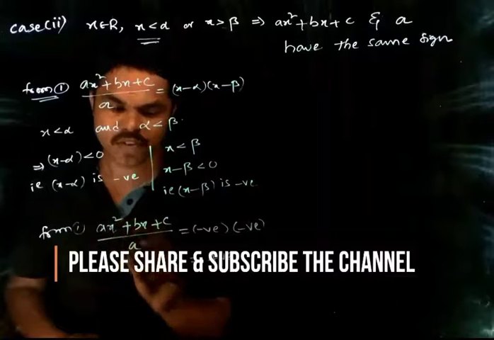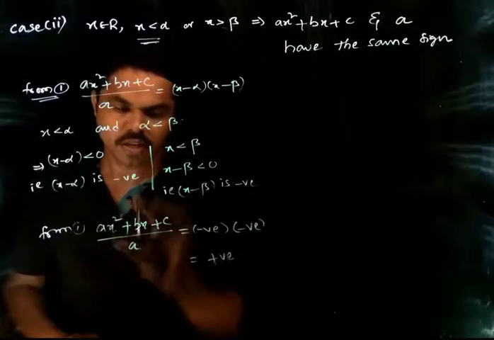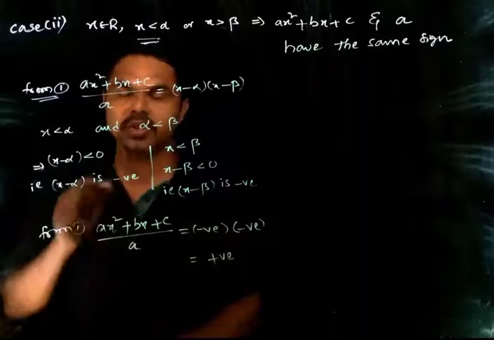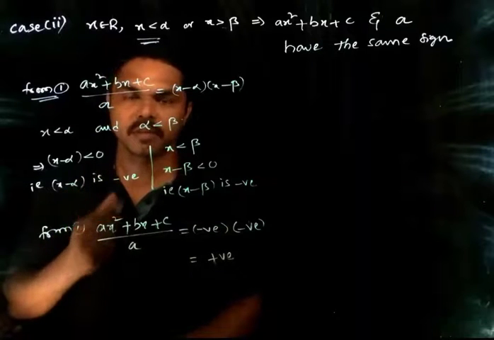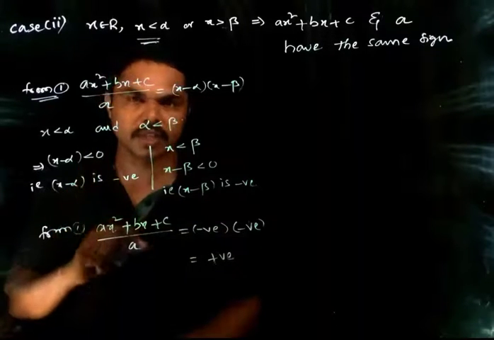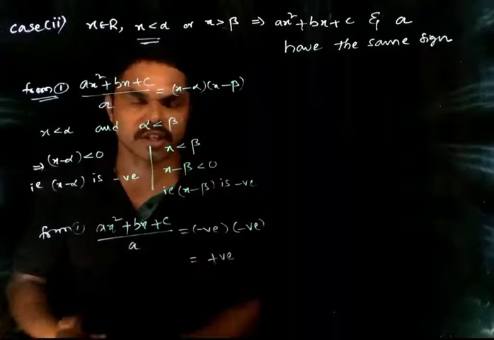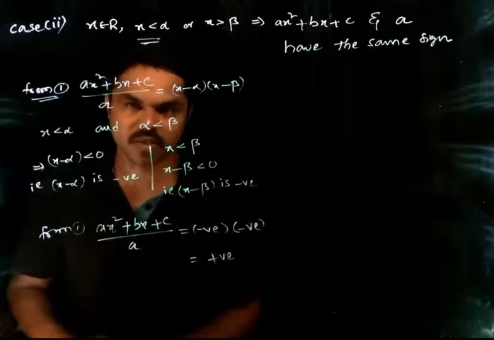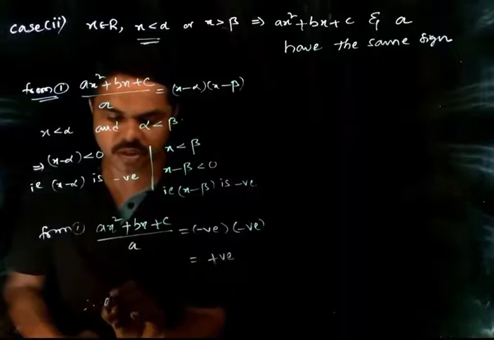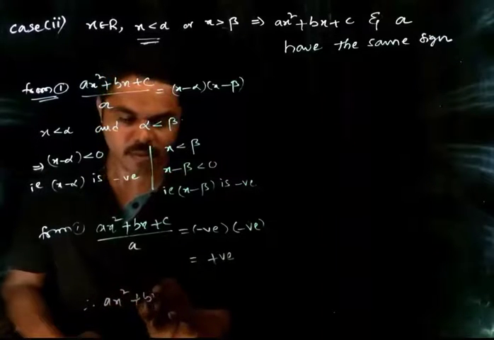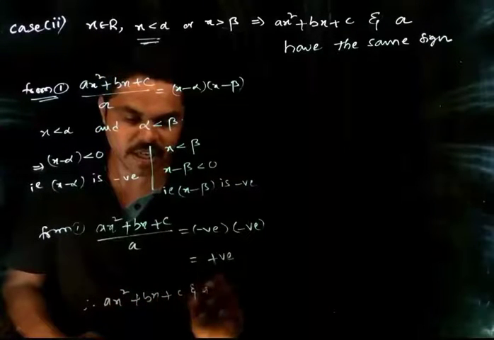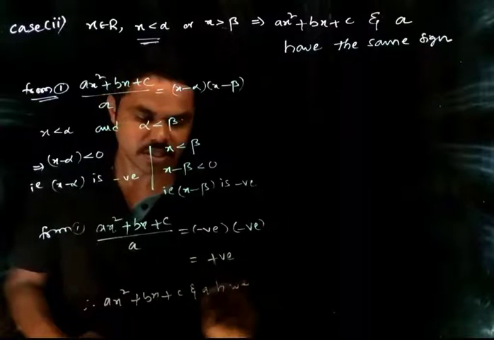So this is f of x by g of x form. A fraction is positive only when both values, I mean numerator and denominator, both are positive or both are negative, then only we will get a positive answer. So therefore ax square plus bx plus c and a have the same sign.